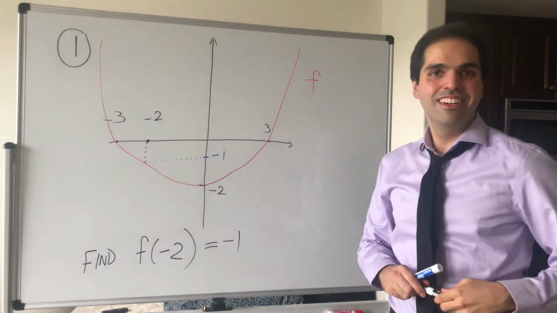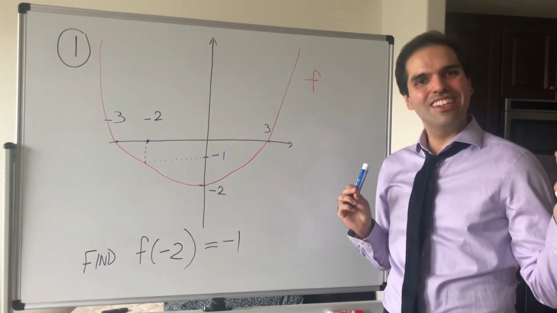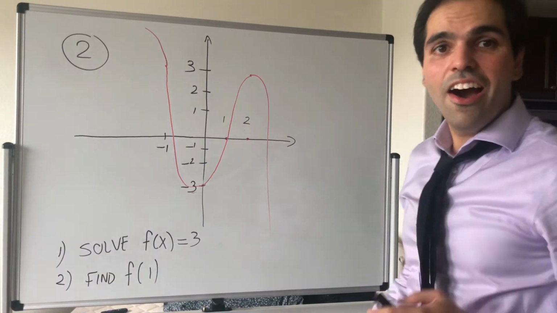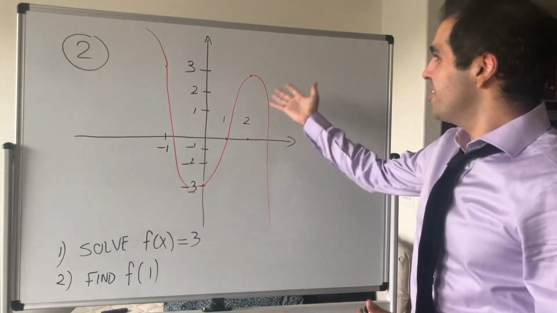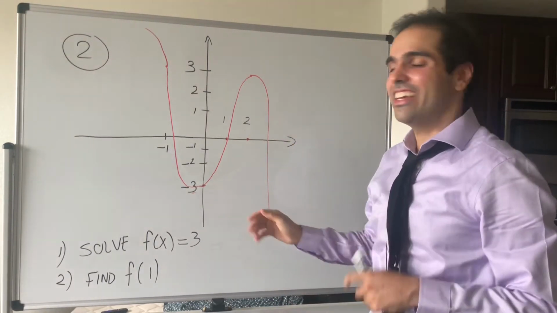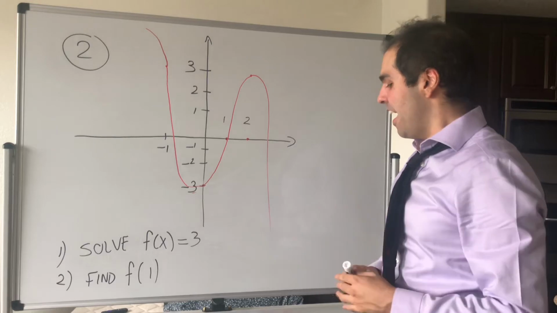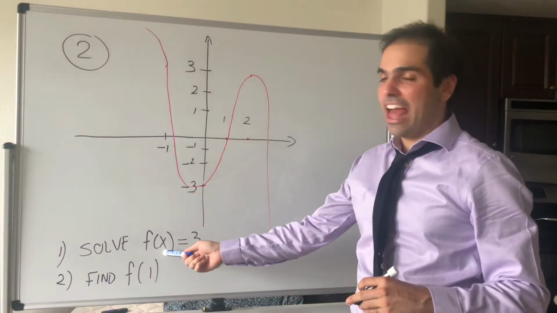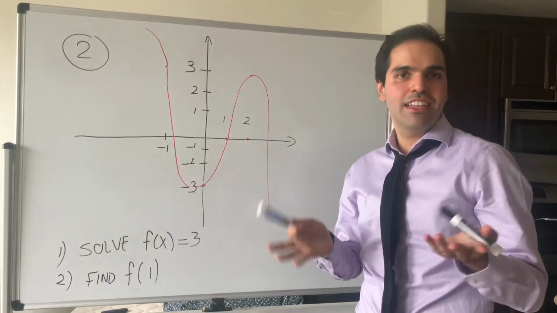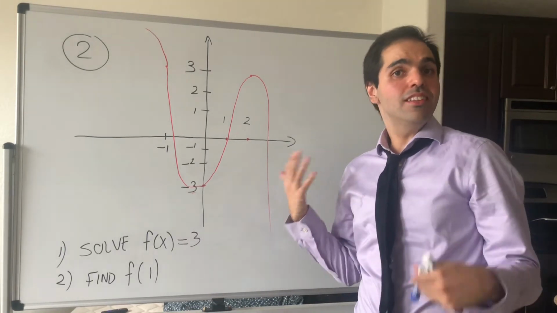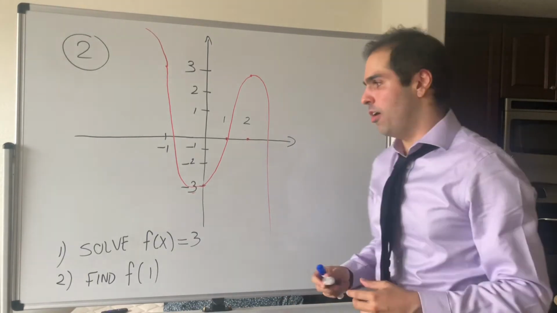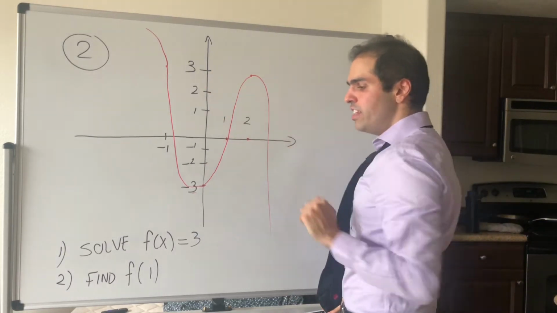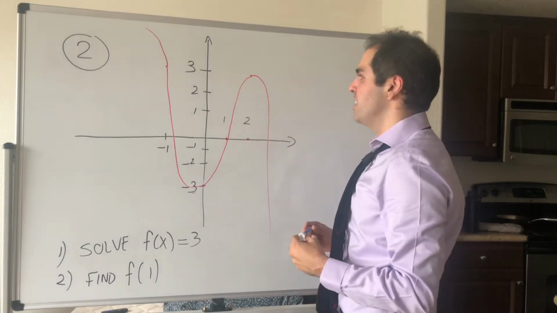Okay, so not too bad. So let's move on to the second question. All right, question 2. So consider this cubic function. And now we want to do two things. First of all, we want to find x such that f of x equals 3. So this is the opposite of the previous problem. Here, we're given the output and we want to find the input.